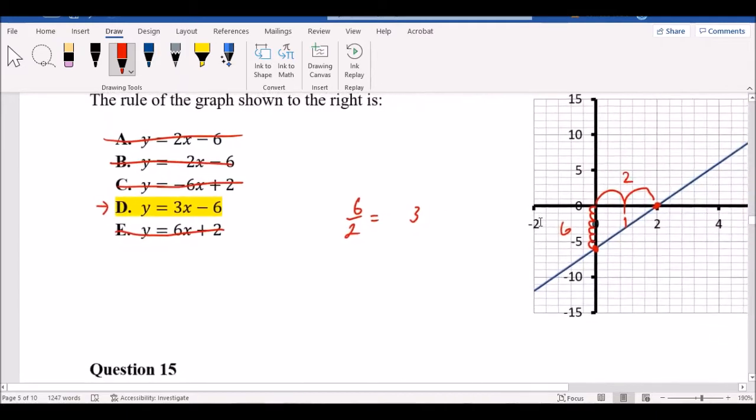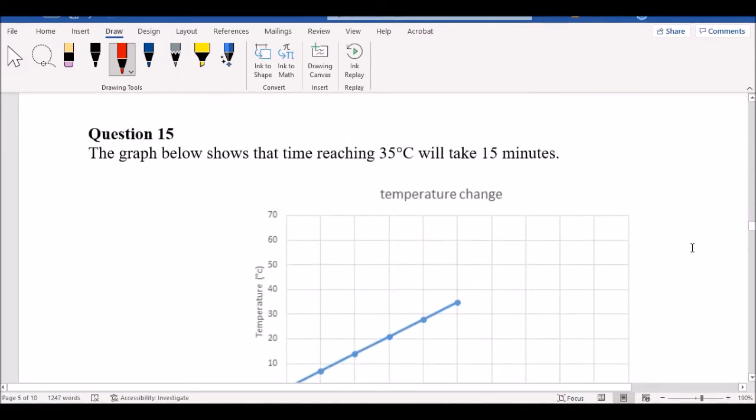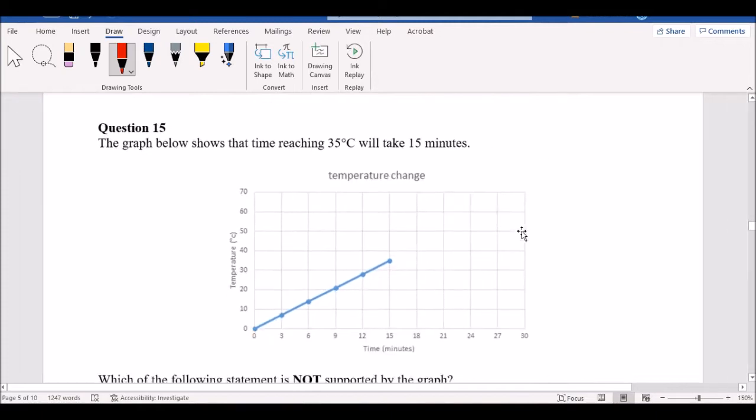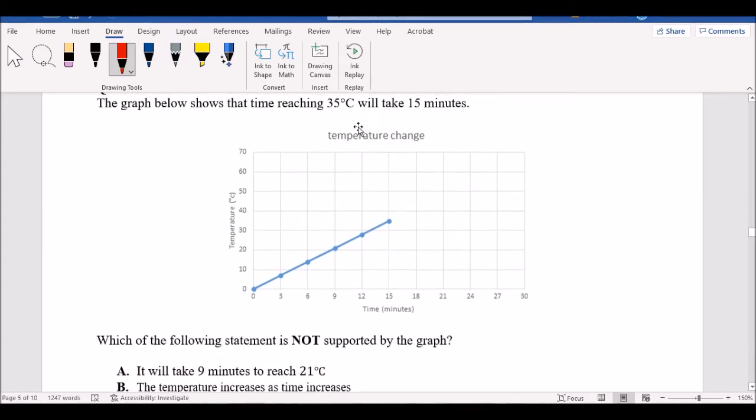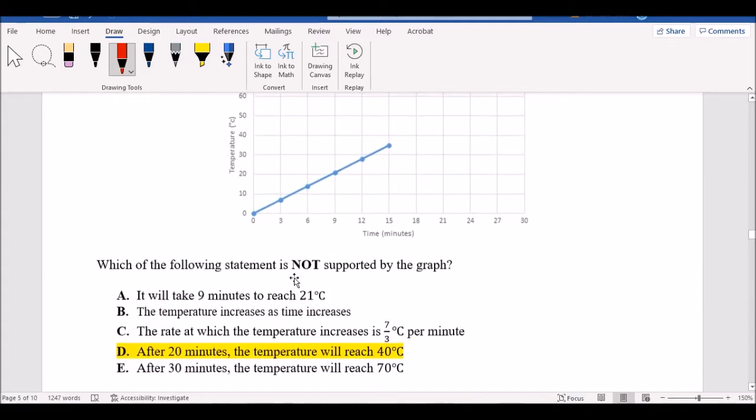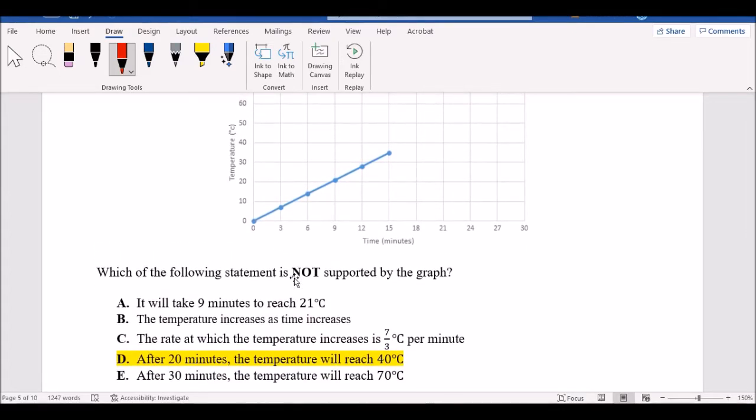All right, last couple of questions. Actually, the last multiple choice question. The graph below shows the time it takes to reach 35 degrees Celsius will take 15 minutes. So it's basically saying the time it takes to reach 35 will be 15 minutes, which is not supported by the graph. It will take 9 minutes to reach 21. Well, not quite. It'll actually be 20 degrees when it reaches 9 minutes. So it can't be that one.